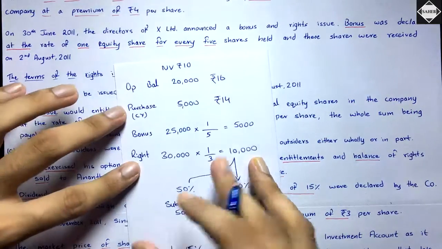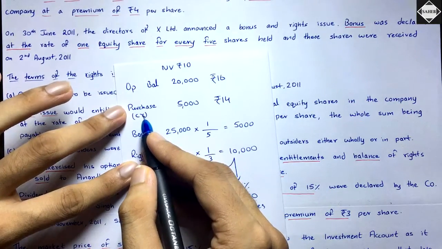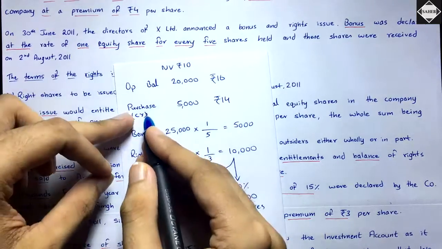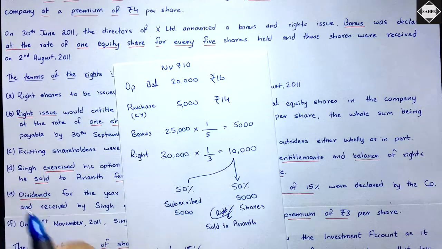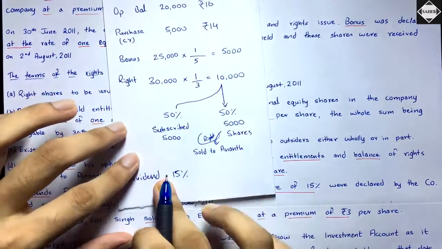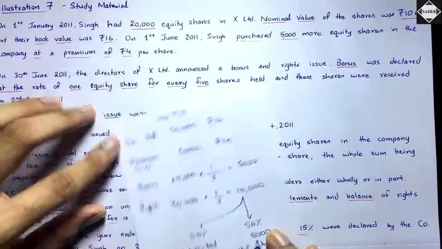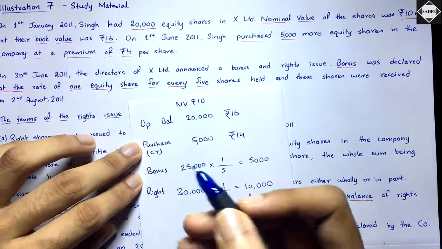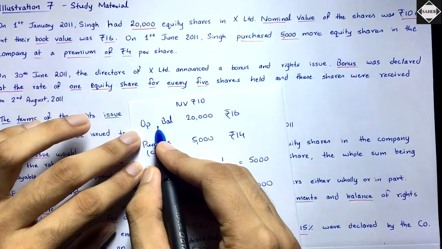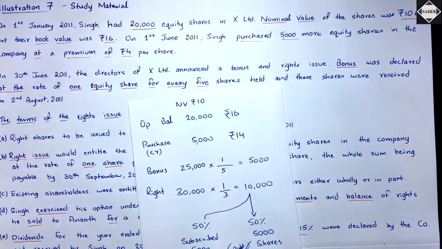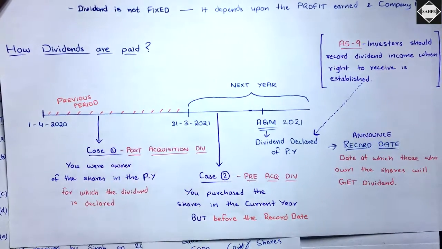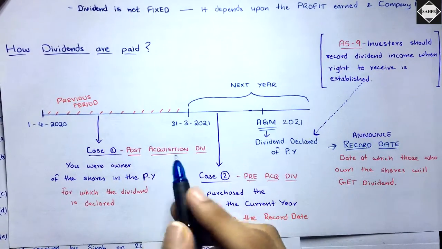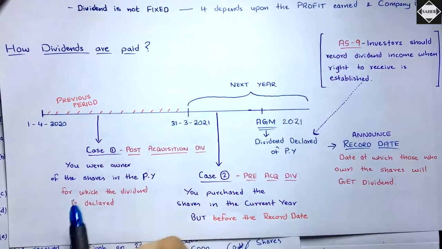So what was outstanding? The opening balance and the purchases of the current year, because you have purchased these shares from someone who was the owner of the shares in the previous year. So the dividend will be calculated upon the purchase of the current year, which is pre-acquisition dividend, and on the opening balance, that's post-acquisition dividend. We have discussed that in much detail in the previous video. If you have an opening balance and on that you're getting the dividend, then that's post-acquisition dividend, because you were the owner of the shares in the previous year for which the dividend is declared.